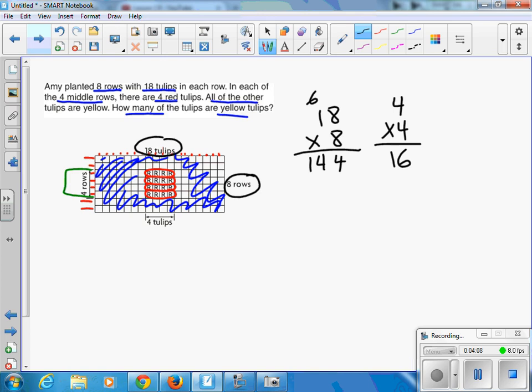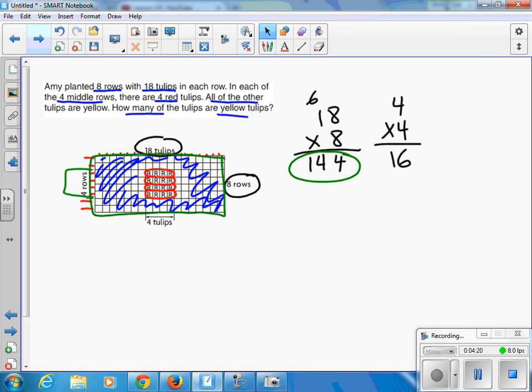Now, if I know the total number, which is here, right? This is how many tulips are in total. And I know how many are red, right here. How can I know how many are yellow? Well, remember, if I have the total and one part, I can subtract both numbers and get the other one.